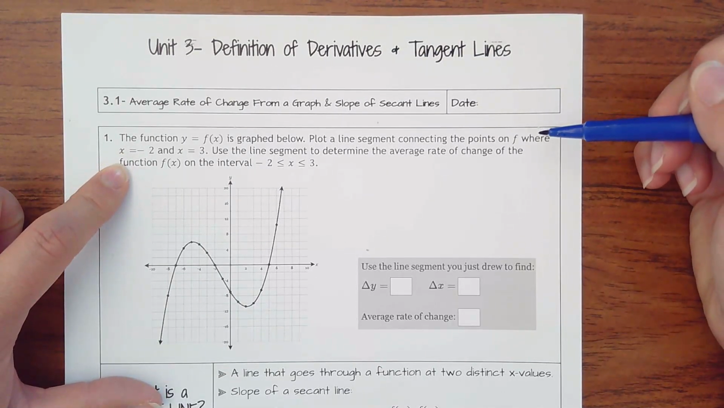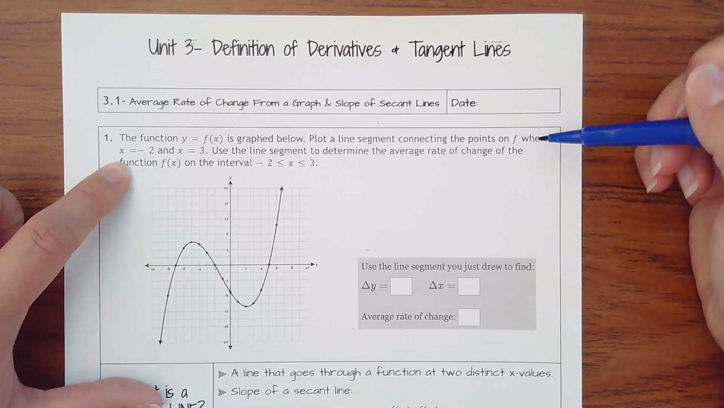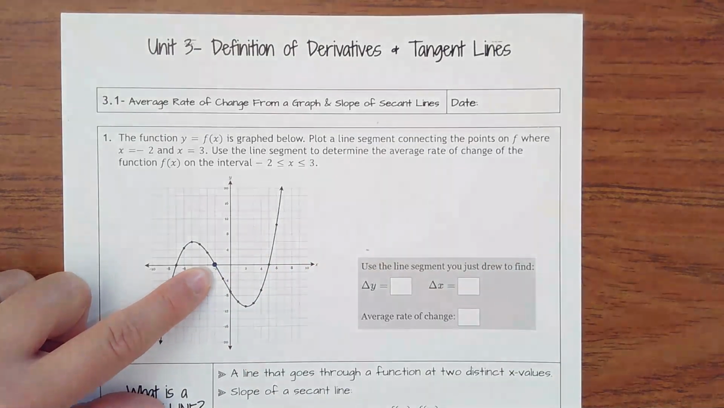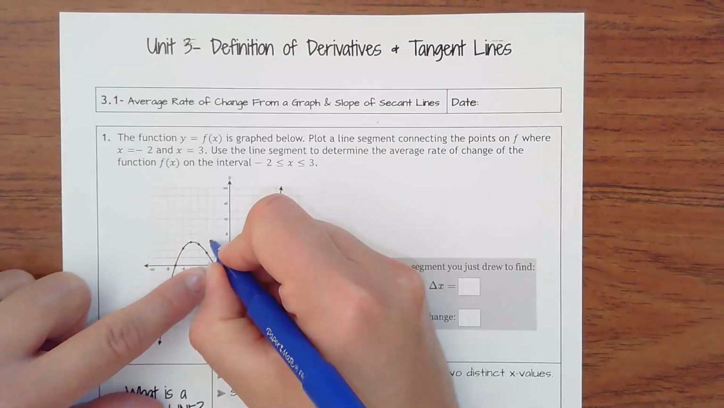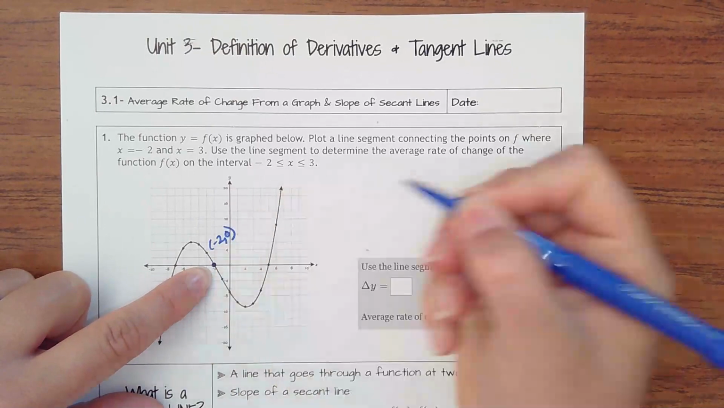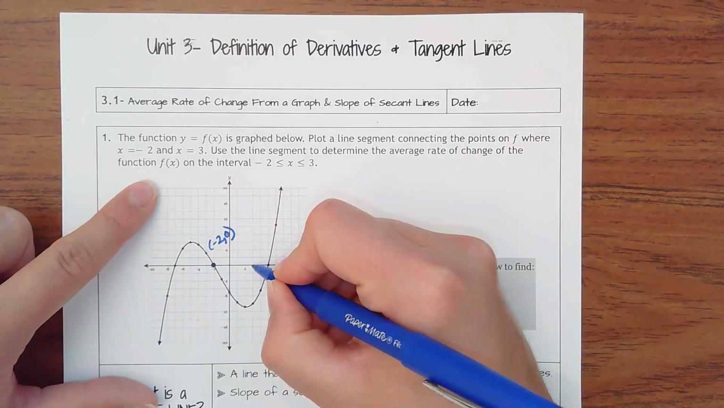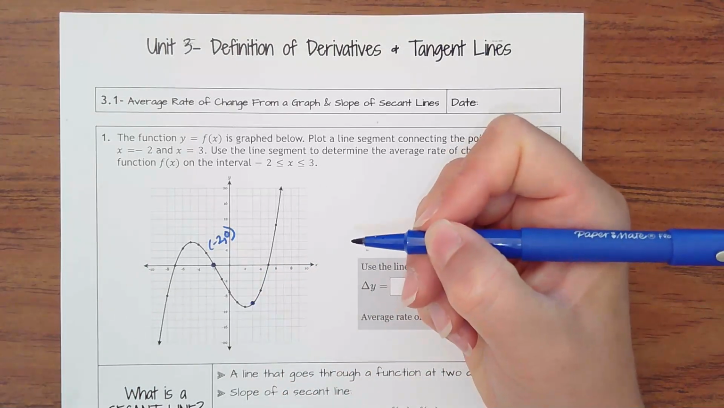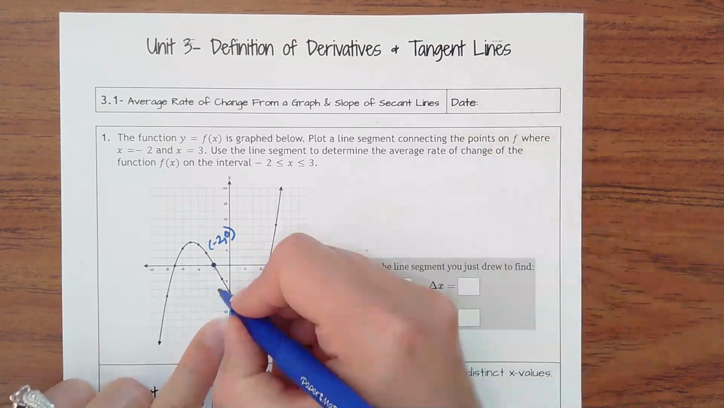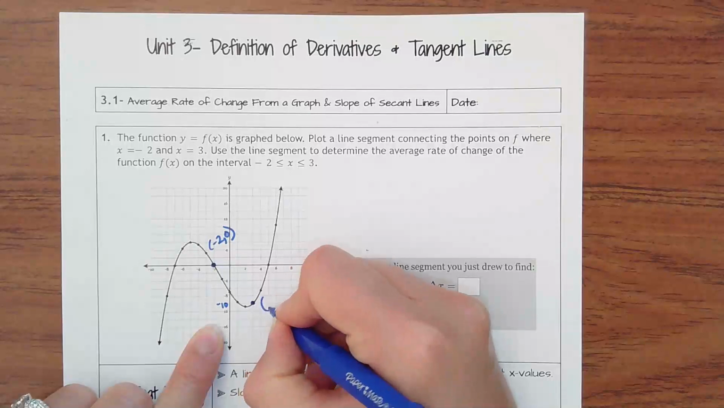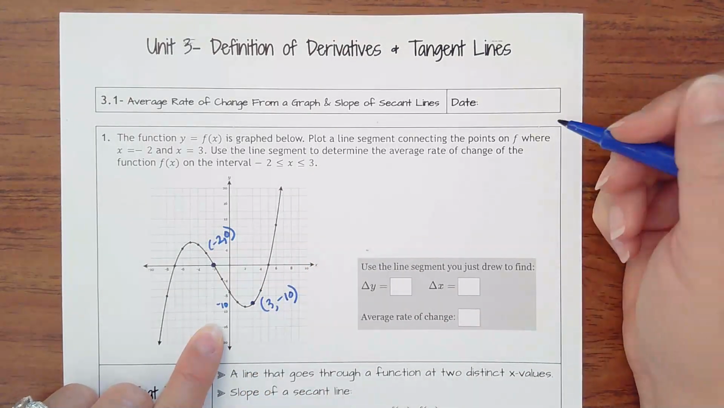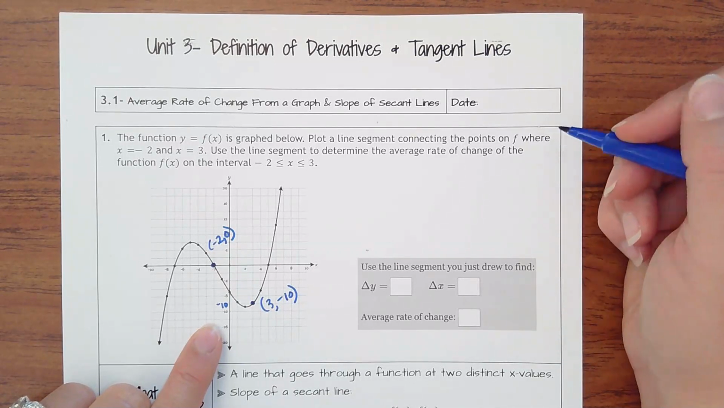Plot a line segment connecting the points on f where x equals -2 and x equals 3. So all you're doing is finding where x is -2, which happens to be right here at (-2, 0). And then where x equals 3, you'd find the point that's on the line. That is between -8 and -12. This must be -10. So this point would be (3, -10).